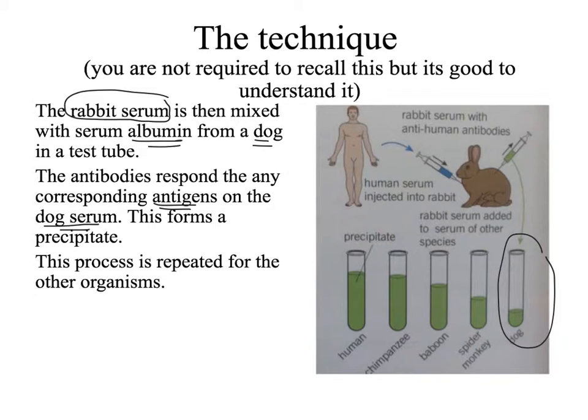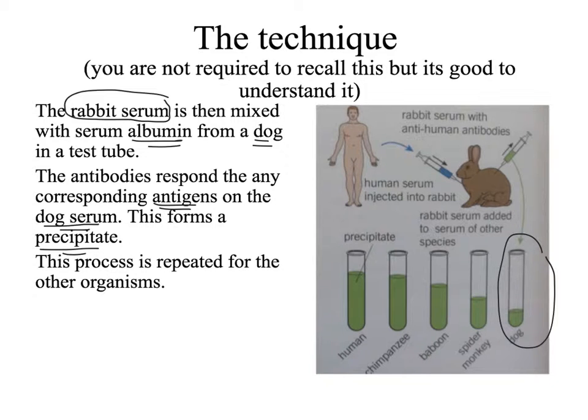antigens on the dog albumin, they will then join together and form what's called a precipitate. Okay? And what you would do is you'd then repeat that process for the other organisms that you wanted to compare.